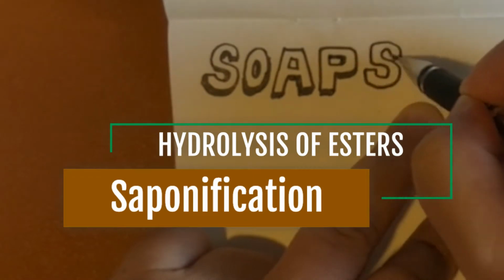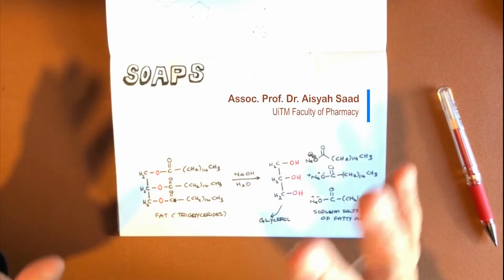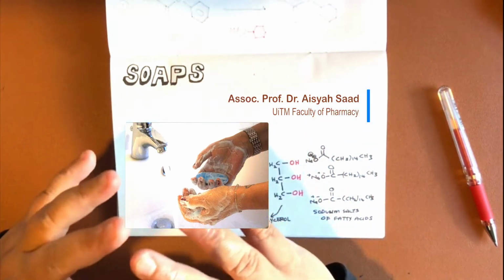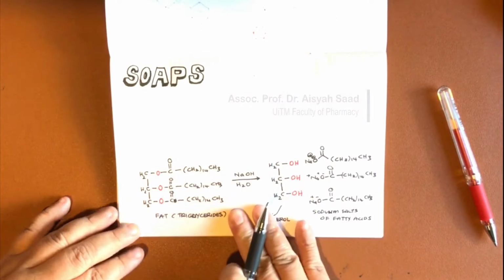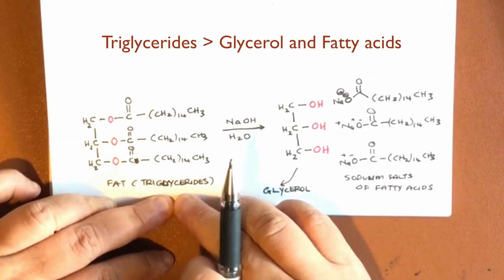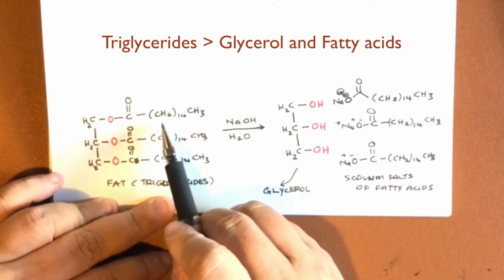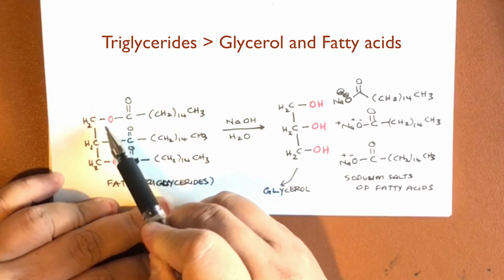How do you make soaps? In this video, I'm going to share with you the structure of soaps. Soaps are actually made from fats. The chemical name is triglycerides, and you can see that this is a long chain with an ester there.